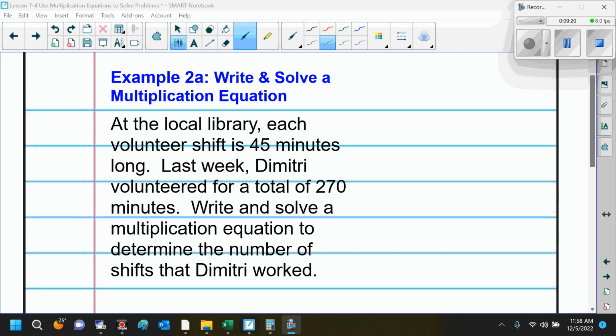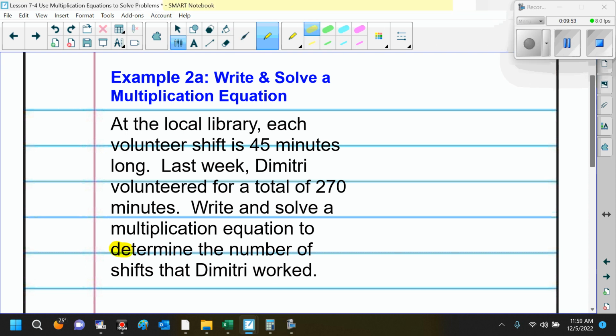So here is example 2a. We want to write and solve a multiplication equation. It says at the local library, each volunteer shift is 45 minutes long. Last week, Dimitri volunteered for a total of 270 minutes. Write and solve a multiplication equation to determine the number of shifts that Dimitri worked. So, step 1 is to define our variable. What is it that we do not know?